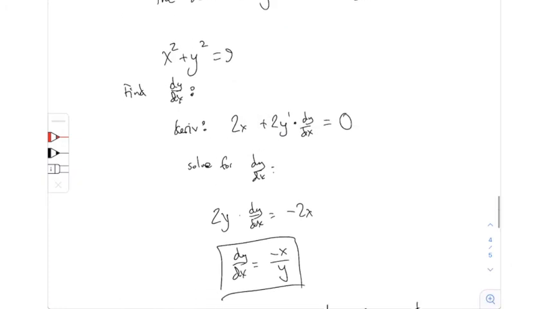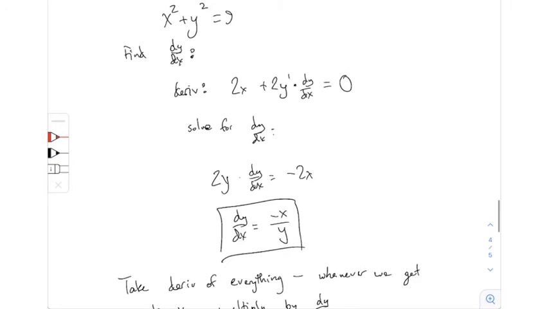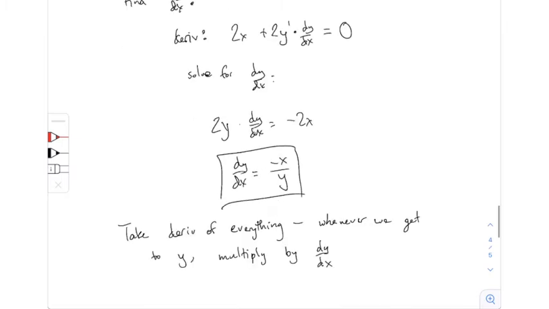In my opinion, I just think of it as, it used to be a y squared here. Take the derivative of y squared gives me a 2y, and then I multiply by dy dx. Sorry, I scrolled past.